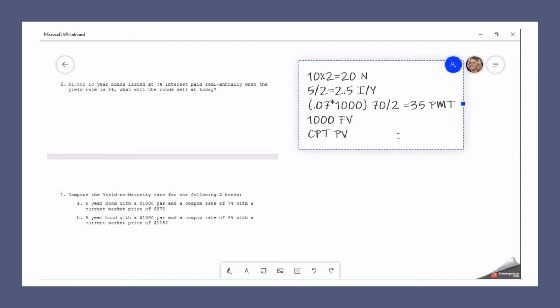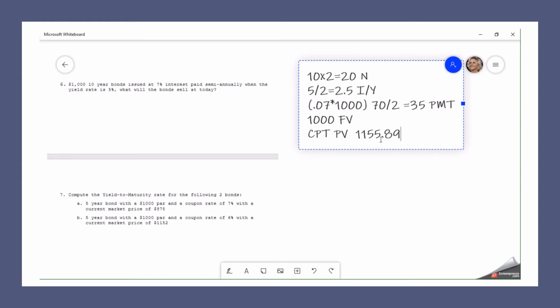Computed yet. So we've got 20 as our N, 2.5 as the IY. We have a $35 payment that we're getting each 6 months, $1,000 back at the end, and then we'll compute the present value. So $1,155.89. So it is selling at a premium.